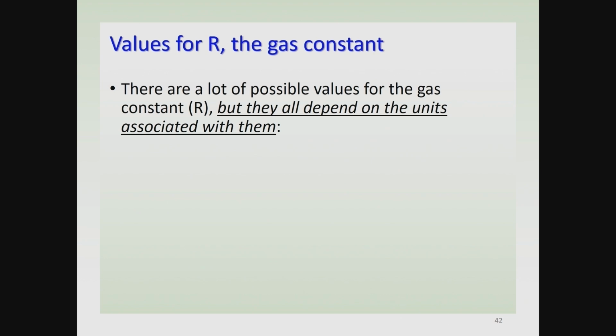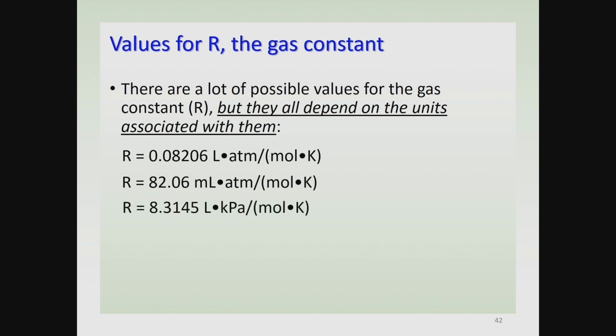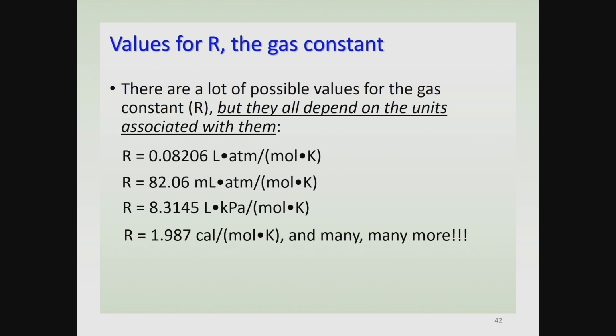Now, one of the things you need to worry about is the value of R. And that will be given to you on a test. But just to note that this constant, this R, which is in that equation, can have different values depending on what the units are going to be in that equation. So for example, if you're given a volume in liters and you're given a pressure in atmospheres and you have moles and a temperature in Kelvin, R would be equal to 0.08206.